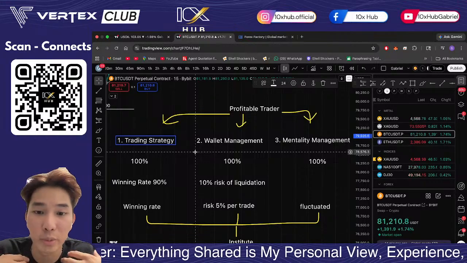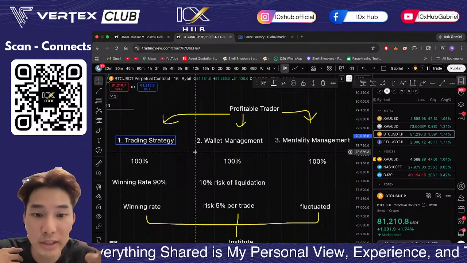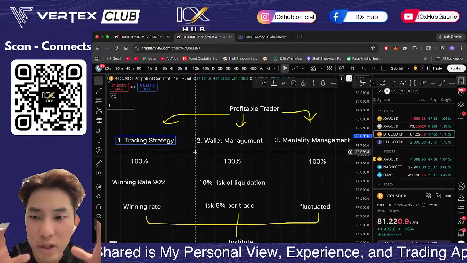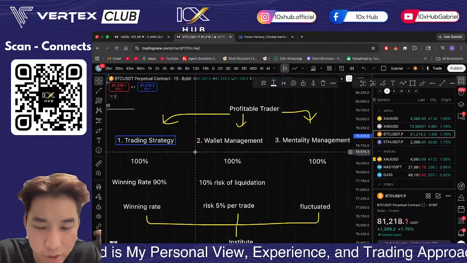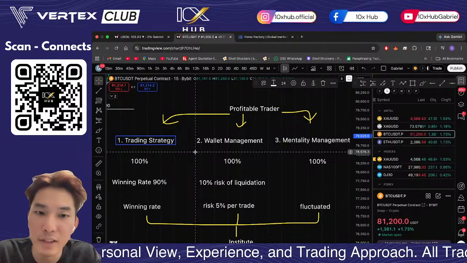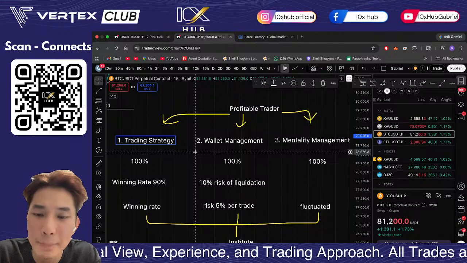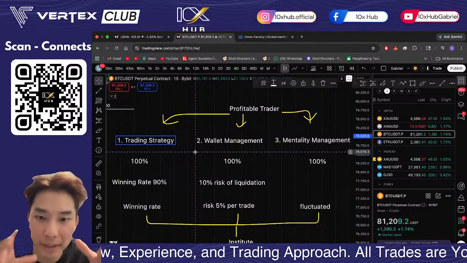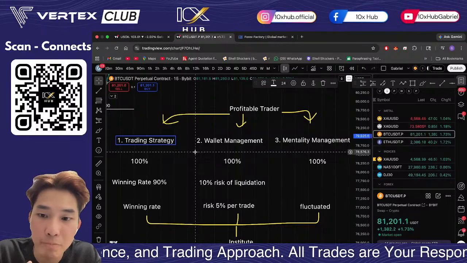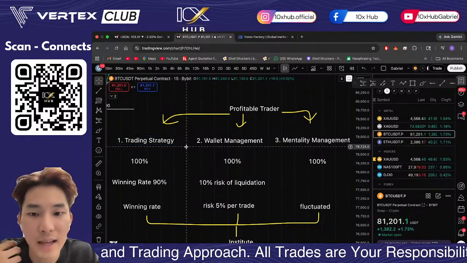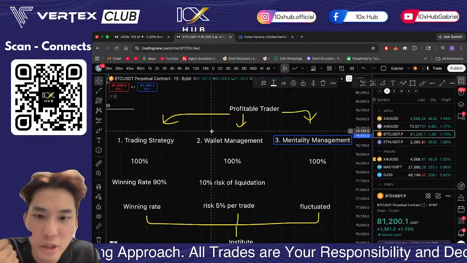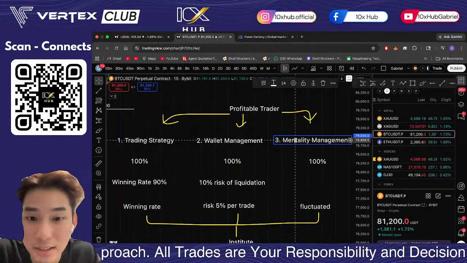But as a retail trader, which is us, we have to do these three managements by ourselves. So that's why retail trading is actually very hard. A lot of people say there is only 10% of people, or maybe even less than 10%, who can become a profitable trader. The reason is very simple: as a retail trader, we have to master these three big pillars: trading strategy, wallet management, and of course our mentality management.